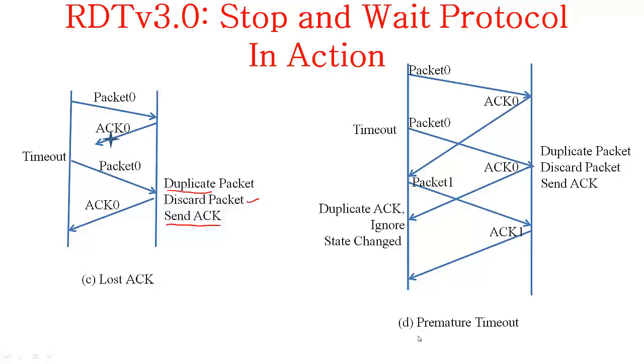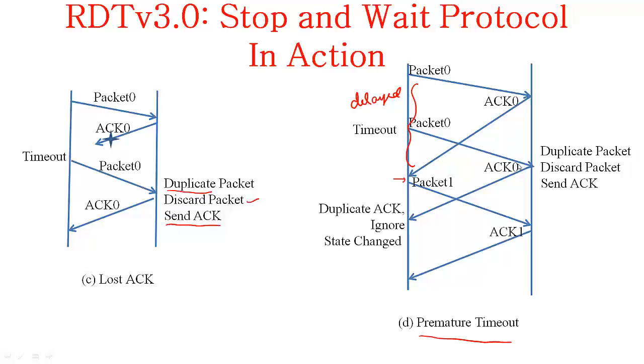Now here is a case of premature timeout where you send the packet, but this ACK got delayed a lot. So this is a delayed ACK. So you timed out before and you resend the packet. In response to this, you are again sending an acknowledgement. So when the first acknowledgement came, you are sending the next packet. This is the usual process.